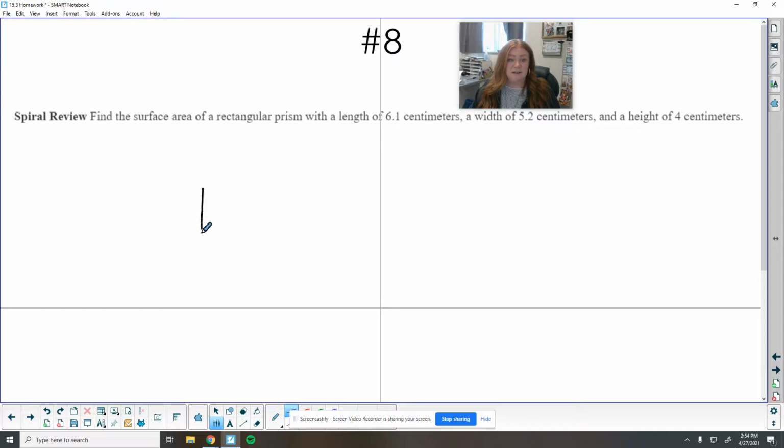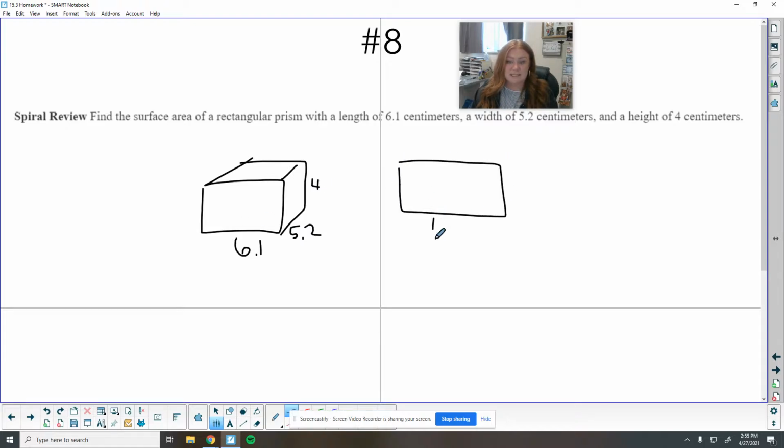Hey, surface area of a rectangular prism here. So our length is 6.1, the width is 5.2, and a height of 4. So we've got these front boxes here that are 6.1 by 5.2. And we're finding area, which is length times height, or base times height, length times width. Any of those will work. And we've got 2 of those, right? Front and back. Then we've got the sides, which go back 5.2.